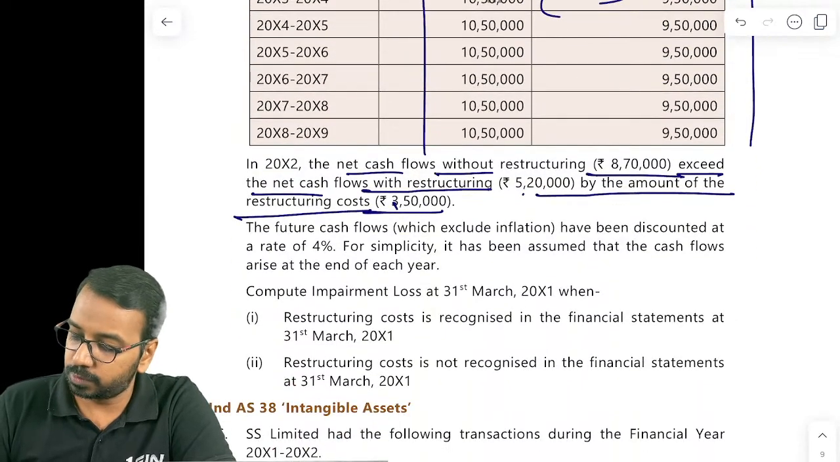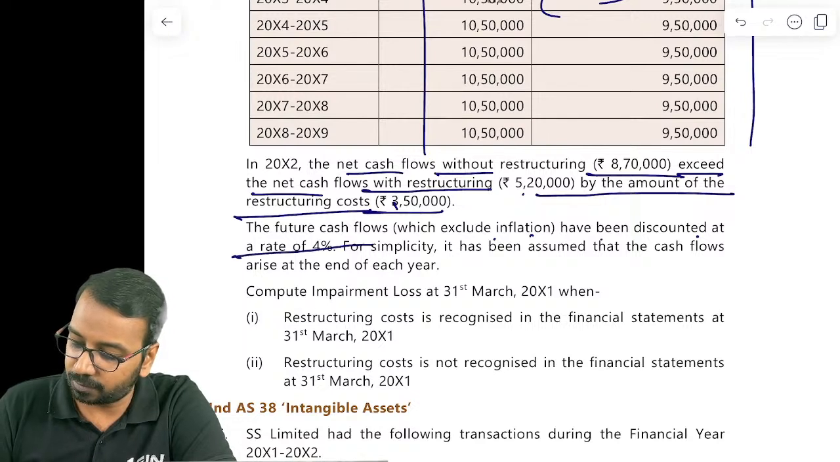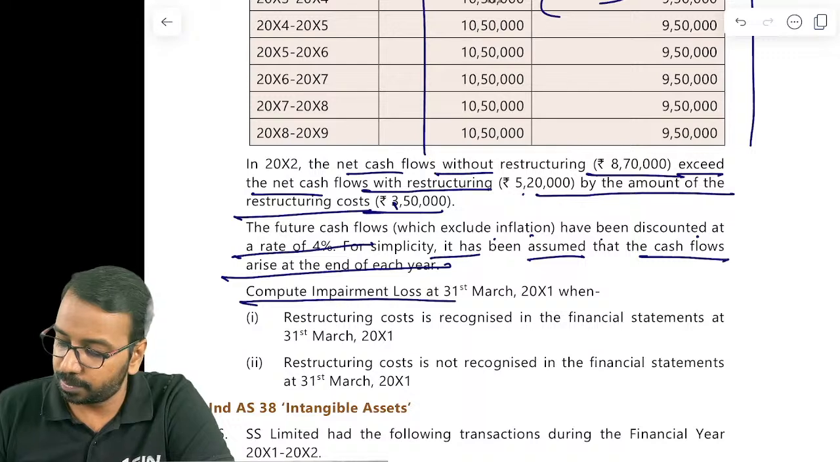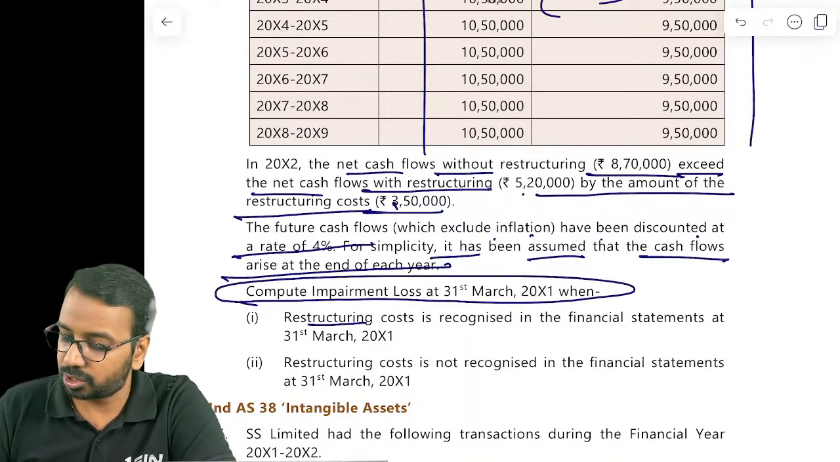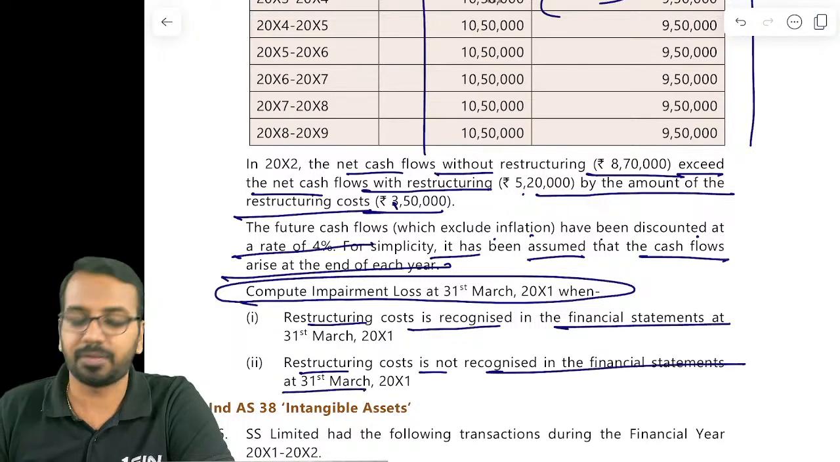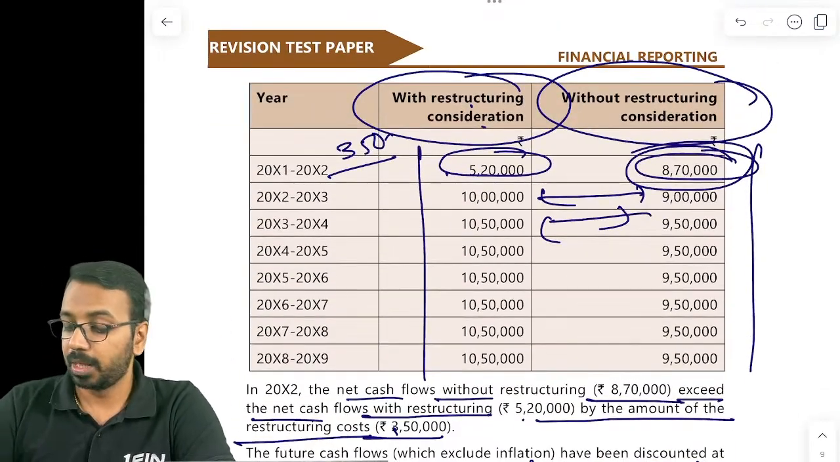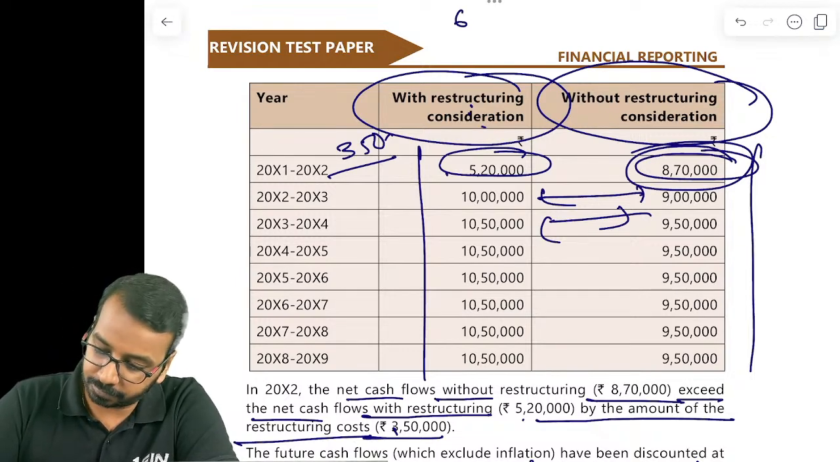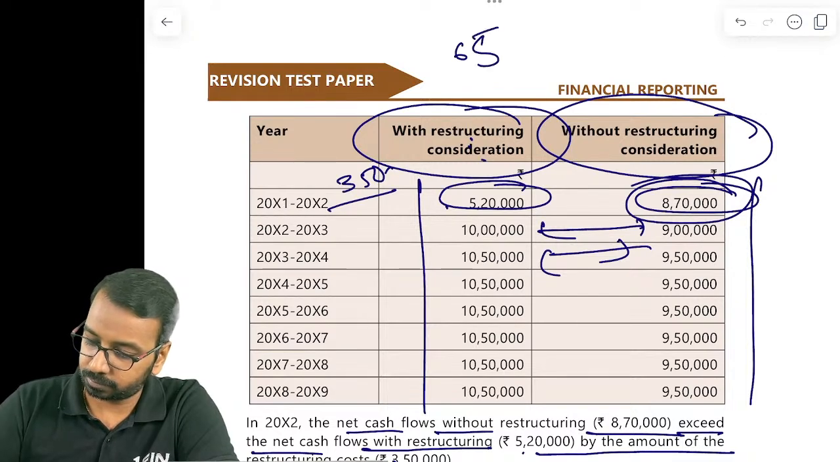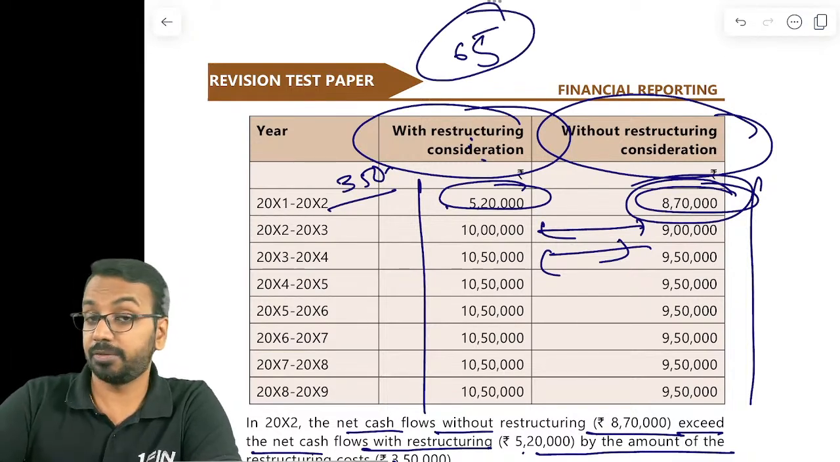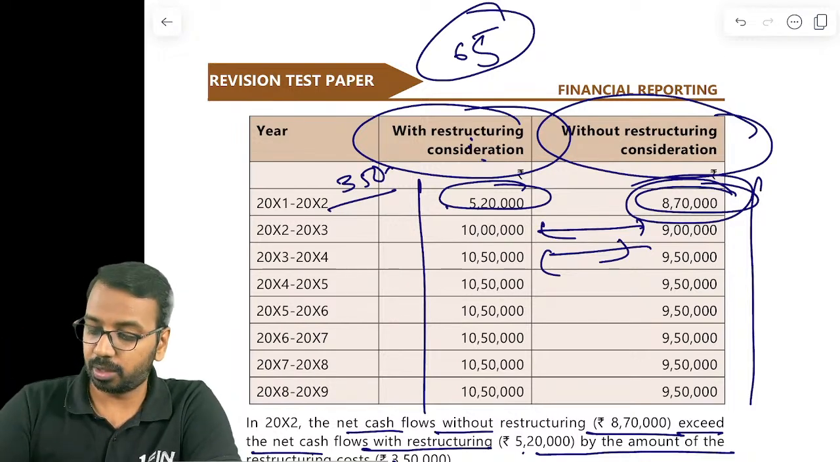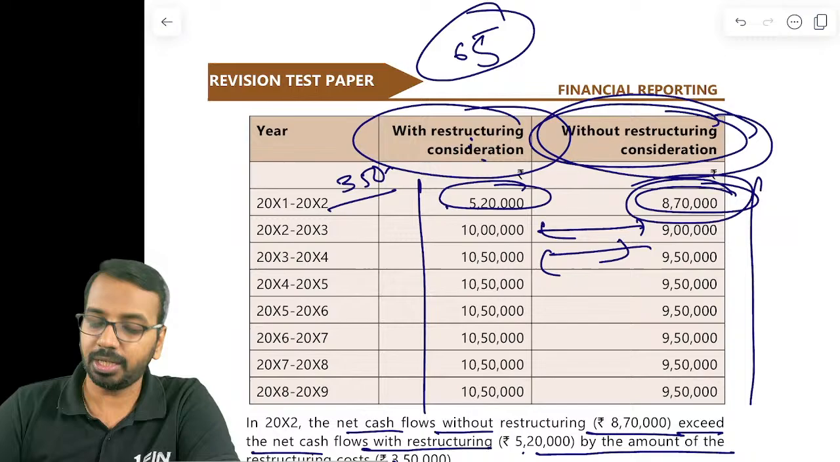The future cash flows, which include inflation, have been discounted at the rate of 4%. For simplicity, it is assumed that the cash flows arise at the end of the year. Compute the impairment loss on 31st March when restructuring cost is recognized in the financial statements. Restructuring cost is not recognized in the financial statement. Now, students, here with restructuring consideration, it is 65 lakhs. So 65 lakhs is the carrying amount of the asset. With restructuring, you have a liability. Without restructuring, you don't have liability.